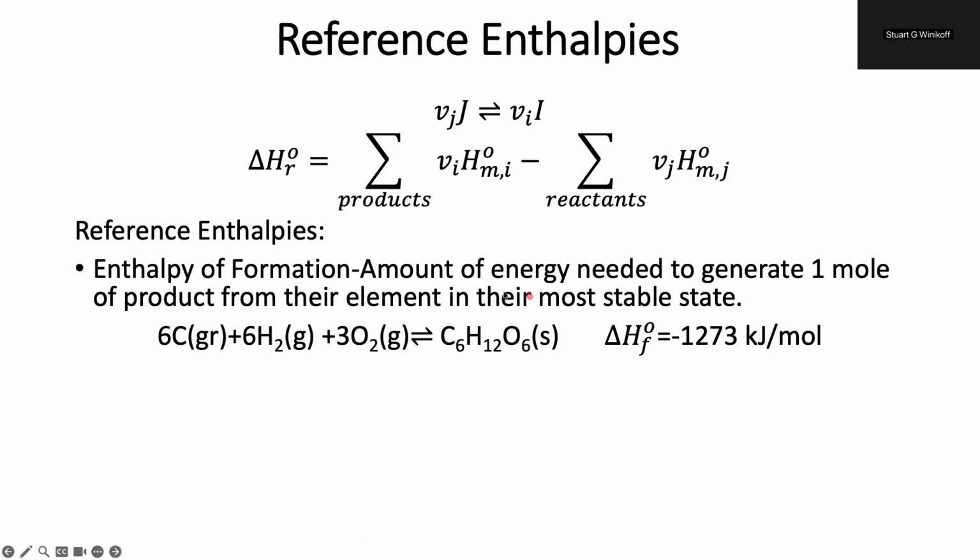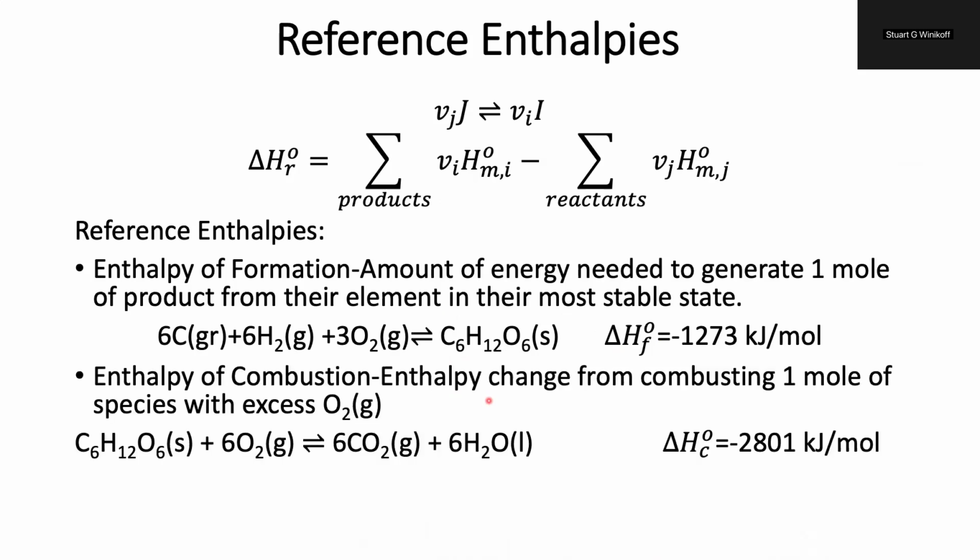And as a result, we find the enthalpy of formation of glucose to be negative 1,273 kilojoules for every mole I make. Because again, we're looking at 1 mole of the product. This is probably the most common form of reference enthalpy you'll find. However, you have to be cautious, especially if you're looking at a lot of chemical engineering textbooks.